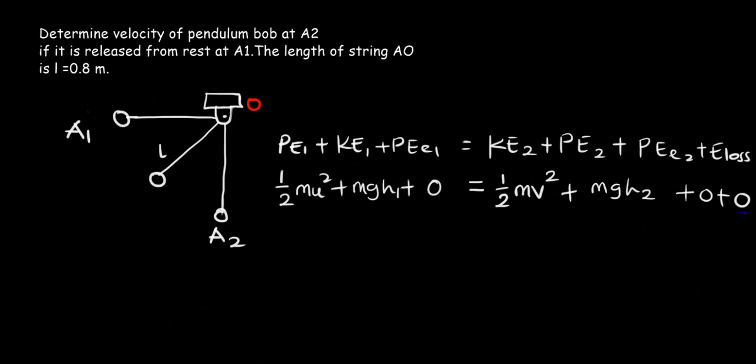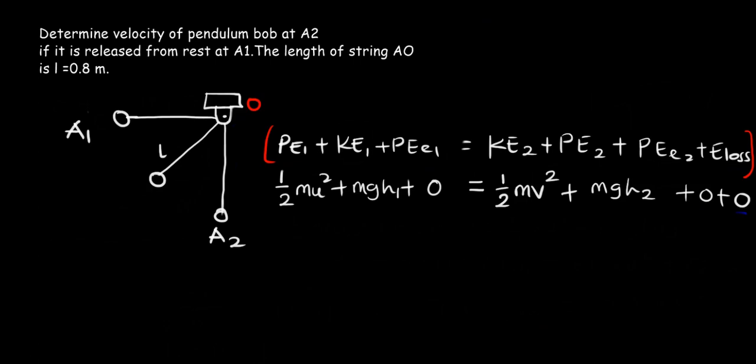We've been told that the bob was at rest at position A1 over here, and then it was released to position A2. So let's find the velocity of the pendulum bob at position A2. To do this, we are going to apply the principle of conservation of energy, which is stated mathematically over here. The sum of the initial energies equals the sum of the final energies plus the energy lost due to friction. So this is what the principle of conservation of energy says.